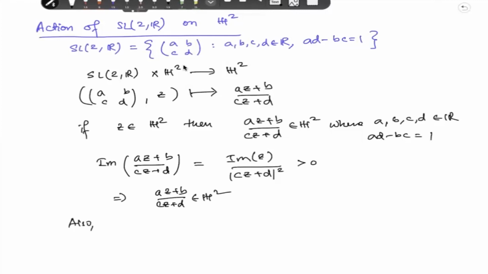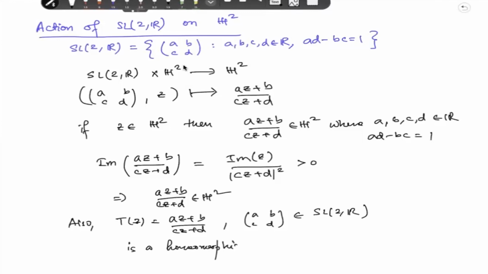So also we can check that this map T, Tz equals (AZ plus B) by (CZ plus D), where the matrix A, B, C, D belongs to SL2R, is a homeomorphism. In fact, if you know complex analysis, this SL2R is acting on this upper half plane by Mobius transformation. So this is a Mobius transformation, and in fact it is a homeomorphism. We'll prove that.